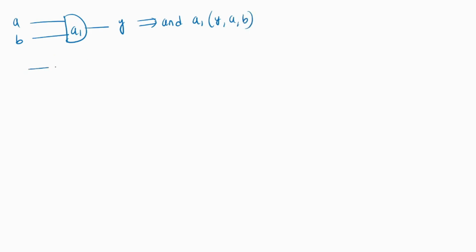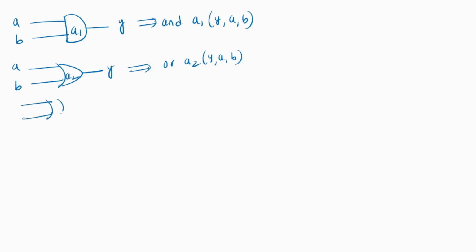So similarly, for the AND gate with A, B and Y and instance A1, how we are writing: gate level primitive AND, gate level instance, followed by Y comma A comma B. Similarly, the OR gate with A, B and Y: let us take A2, Y comma A comma B, like this. Similarly XOR.